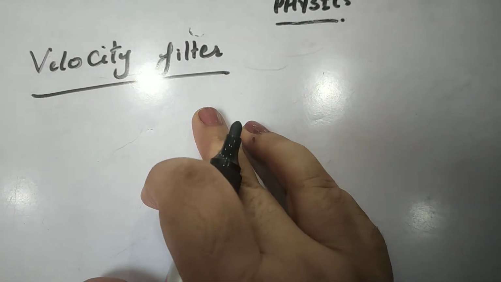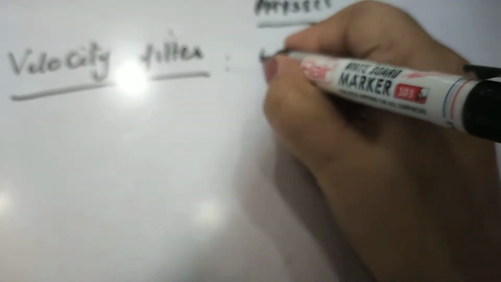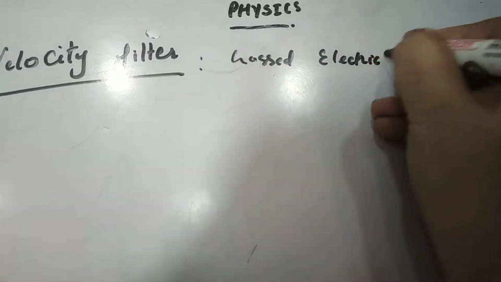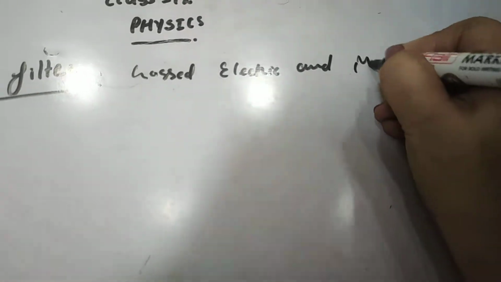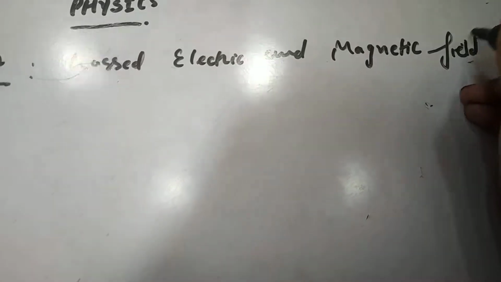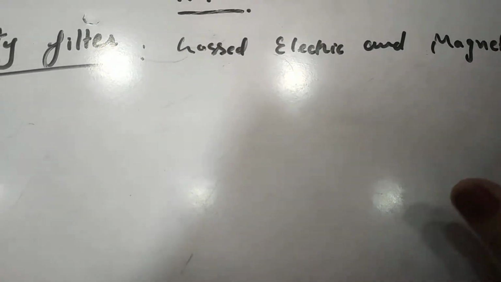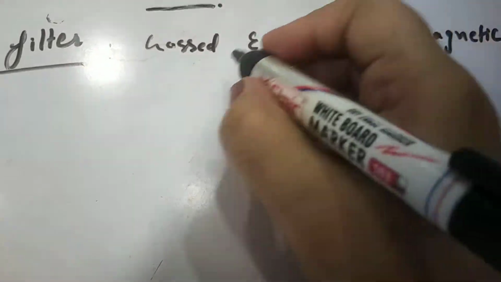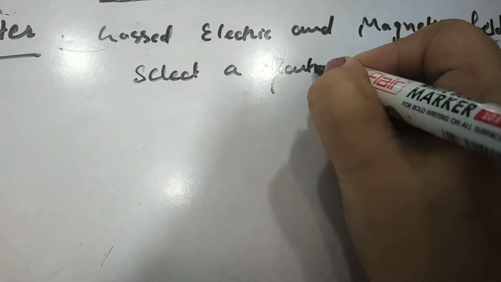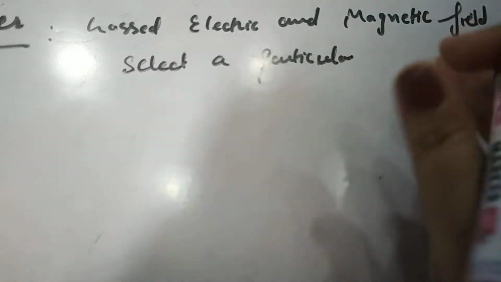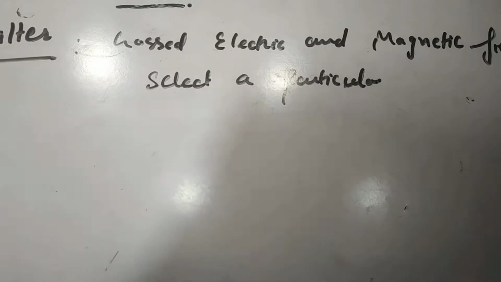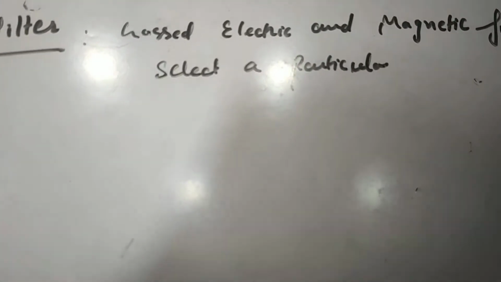Velocity filter. This is an arrangement of crossed electric and magnetic fields, right? It is an arrangement of crossed electric and magnetic fields in a region which helps to select a particular velocity of a charged particle from a beam having a number of charges having different velocities.